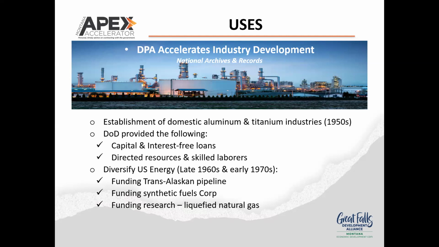During the late 1960s and early 1970s, the DPA was increasingly used to diversify U.S. energy by funding the Trans-Alaskan Pipeline, the U.S. Synthetic Fuels Corporation, and research into liquefied natural gas.